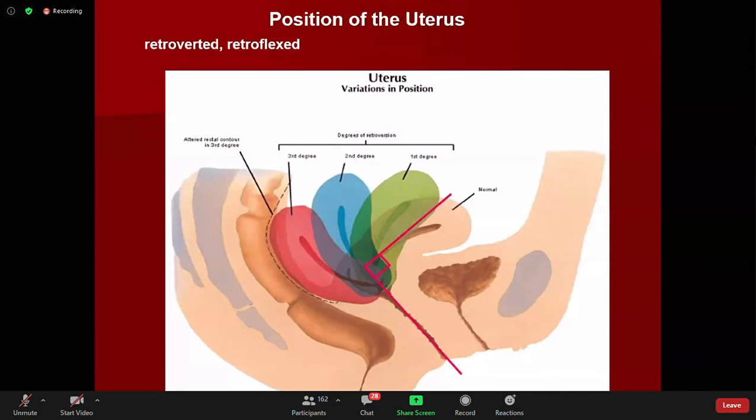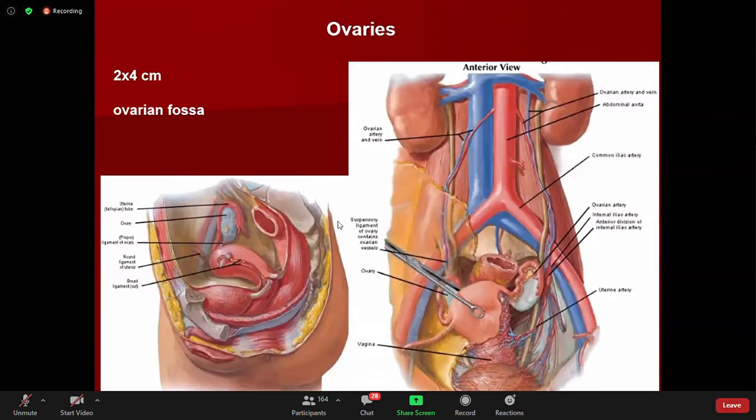So what is the normal position of the uterus? Anteflexion. Version refers to the angle with the vagina. Flexion, it is bent on itself, okay? The cervix with the body create a 135-degree angle.